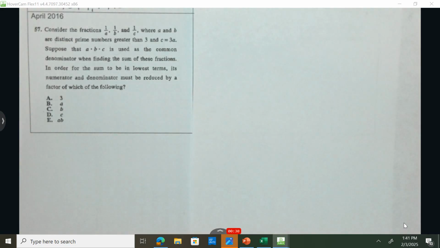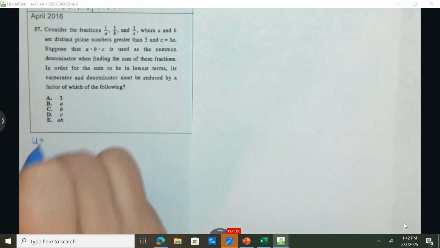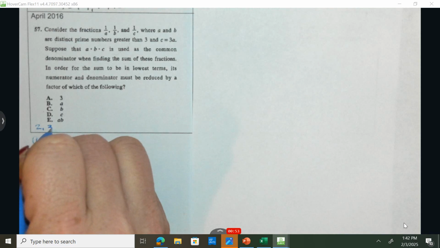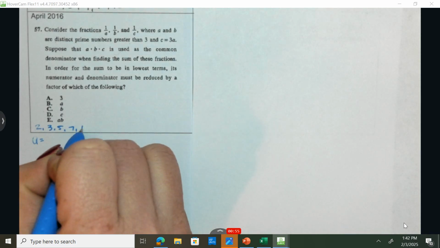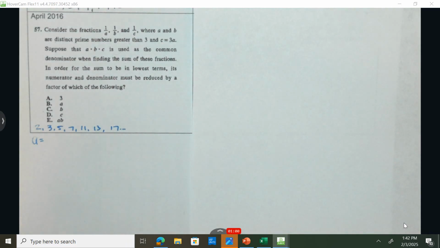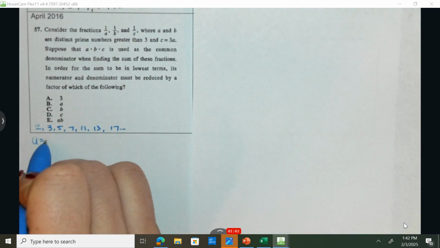I think with problems like this, it's to your advantage to choose arbitrary numbers that fulfill the criteria above. So let's start with a. It says a must be a prime number greater than 3. Prime numbers, remember, are numbers that can only be divided by 1 and themselves, and 1 can never be prime. So real quick, prime numbers would be 2, 3, 5, 7, 11, 13, 17, and so on. I like to work with smaller numbers. The first prime number greater than 3 is 5.